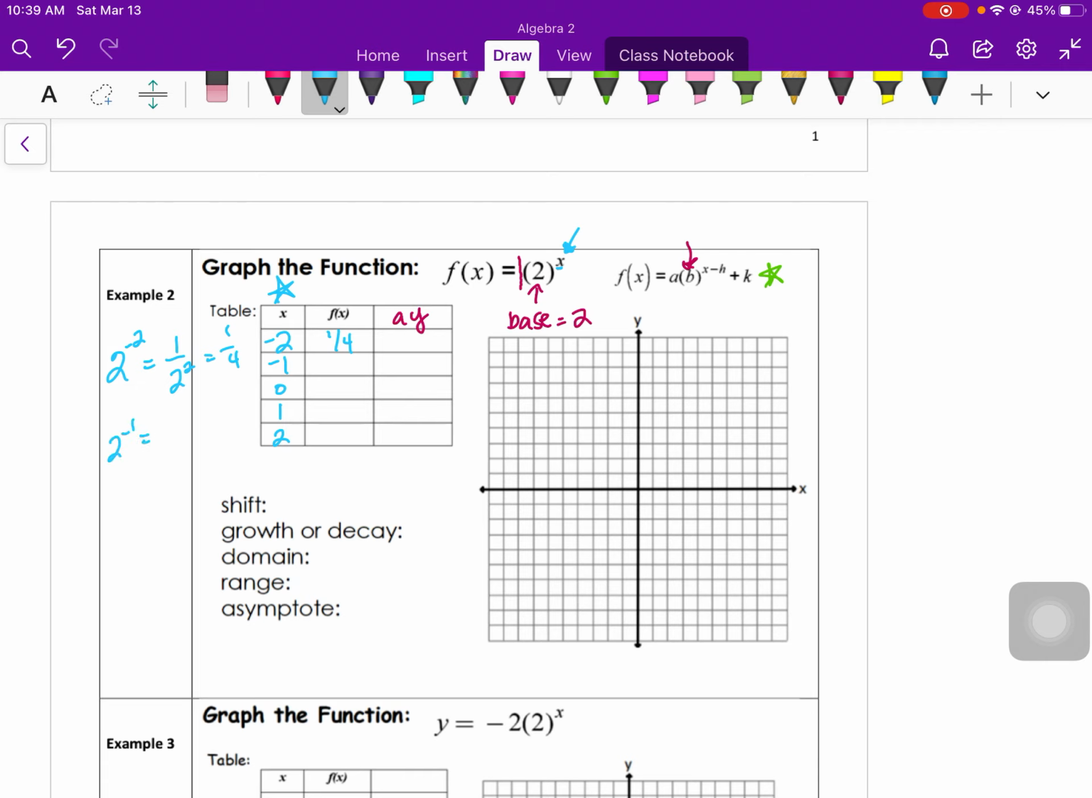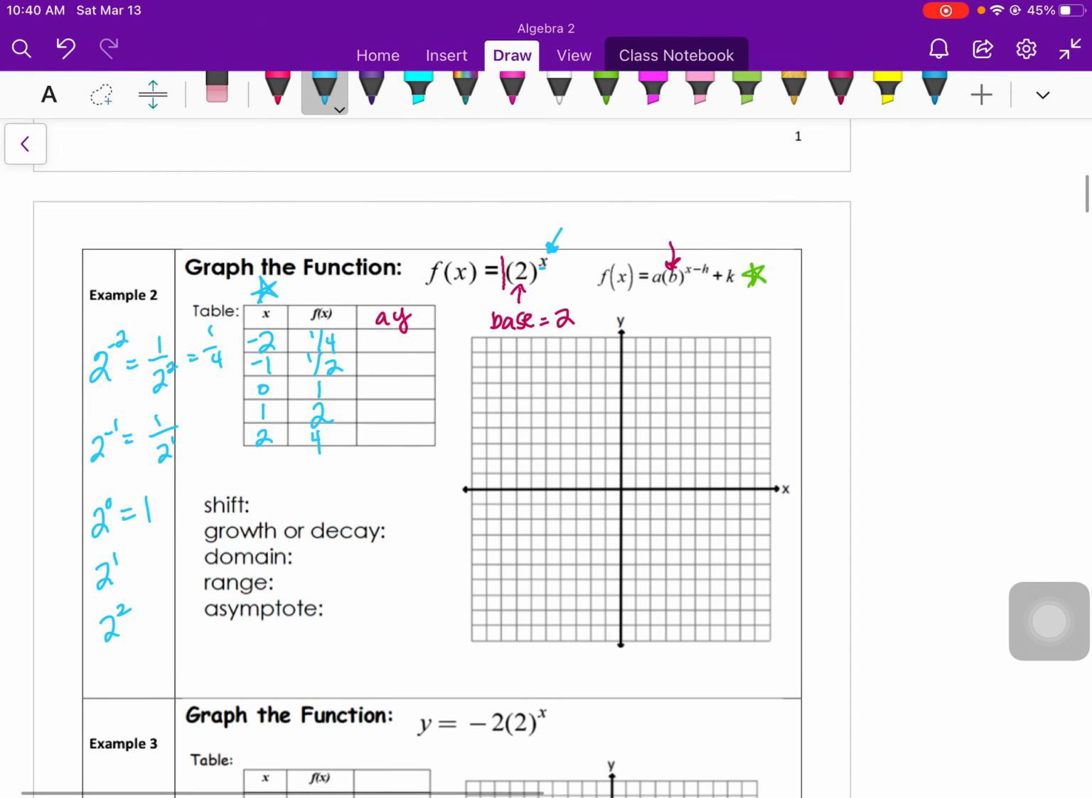I've got 2 to the -1. Again, negative exponent, so let's flip it upside down. 2 to the first power is just 2, so for this one I get 1/2. Important thing that we always need to keep in mind is anything raised to the 0 power is going to be 1. And then I have 2 to the first power, so just 2. And then I have 2 squared, so I end up getting 4. Typically, we would multiply all of these by our a to get this column, but our a is a 1, so this column is going to be the exact same as what we wrote in.